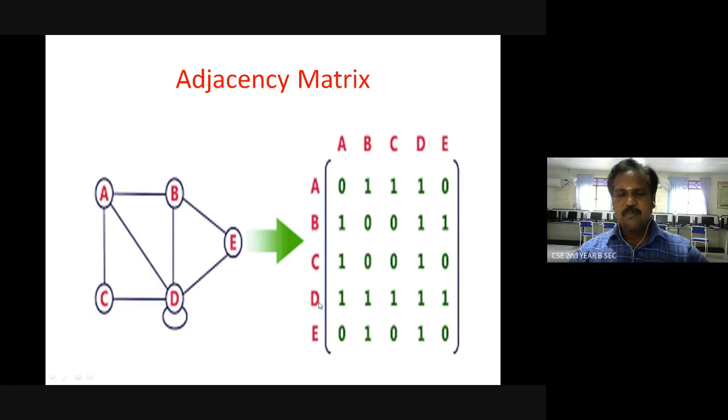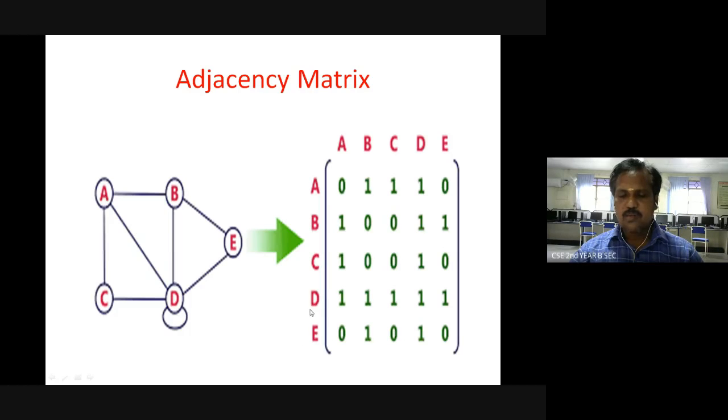Next node, D. From this node, D to A, put 1. D to B, put 1. D to C, put 1. D to D, there is a path from D to D also, so put 1. D to E, put 1. So all are ones. So all the nodes have an edge from D to all the other vertices.